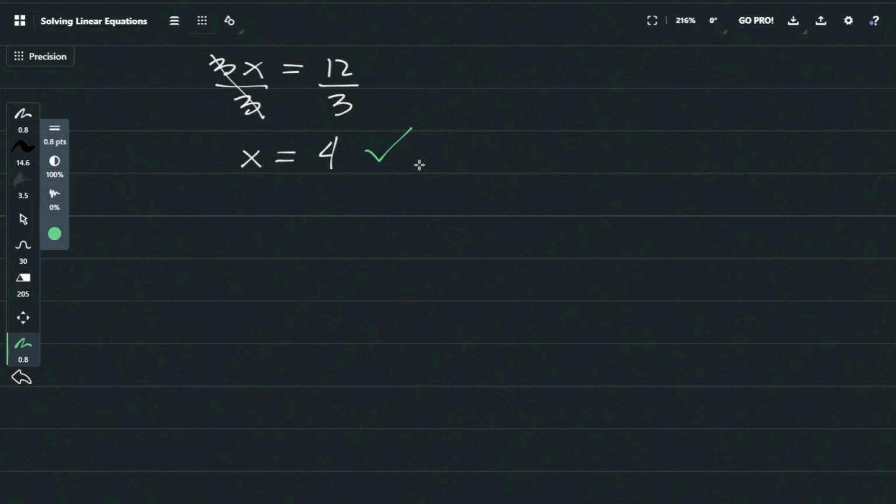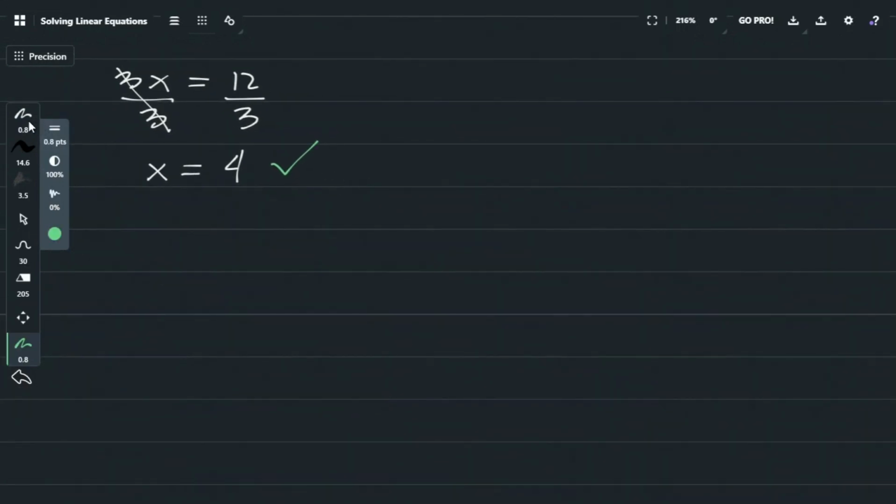Okay. Let's have another example where a is not equal to 1. We have 2x plus 5 is equal to 11. Now this is a combination of what we did earlier.